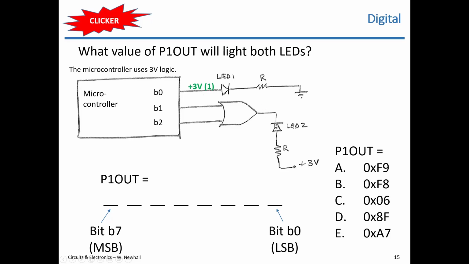For LED 2, I want that LED to light up. I have 3 volts applied through a resistor to the anode. That means I have to ground the cathode. I need 0 volts at the cathode. That's a logic 0. So I want a logic 0 at the output of this OR gate. To get a 0 out of an OR gate, you need both inputs to be zeros. So here's 0 and 0.